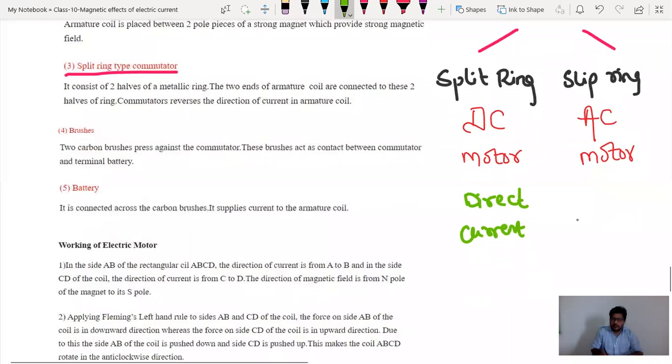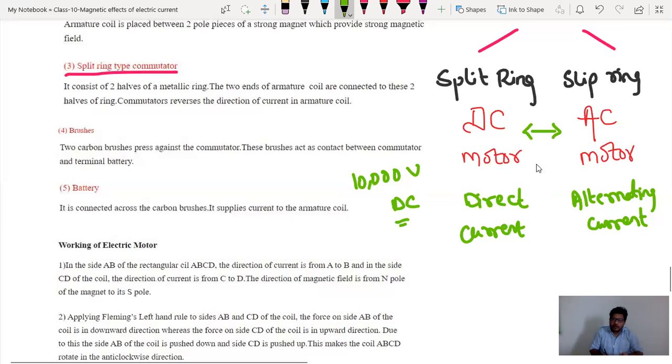AC stands for alternating current. For our house or school, we'll get AC, alternating current. If you see railway engines, if you stand near the railway gate, you can find boards like 10,000 volt DC. So that is direct current. This is alternating current. Regarding DC and AC, you are going to learn in your 12th class, not in 10th.